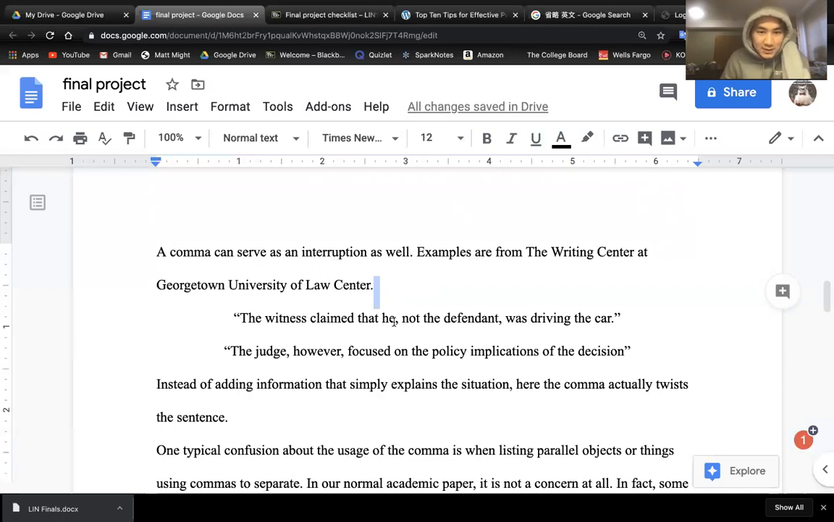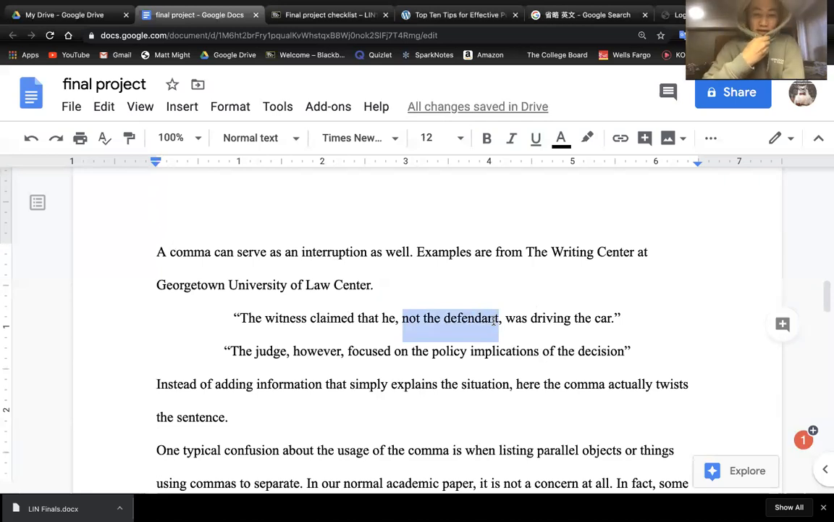So: the witness claimed that he, not the defendant, was driving the car. The judge, however, focused on the policy implications of the decision. So the commas around "not the defendant" are needed because "he" here, even with context, may represent the witness or the defendant, which is not clear, and therefore needs clarification. Otherwise, there will be ambiguity or confusion in the sentence.